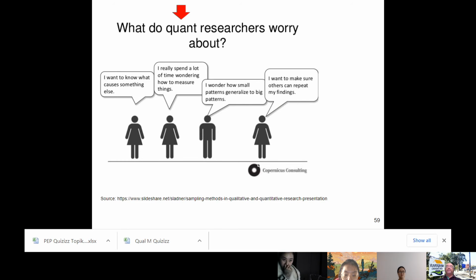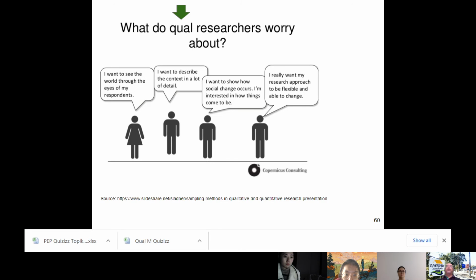For the qualitative one, this is the qualitative with the green arrow here. As a qualitative researcher, I want to see the world through the eyes of the respondents, their perspective. How do they see things? And number two, I want to describe the context in a lot of detail. I want to know everything.